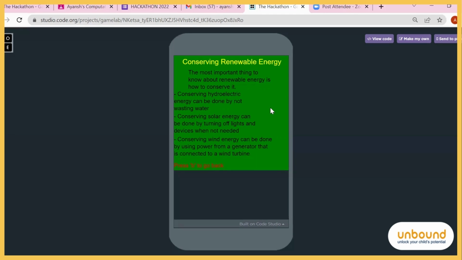Conserving hydroelectric energy can be done by not wasting water. Conserving solar energy can be done by turning off lights and devices when not needed. Conserving wind energy can be done by using power from a generator that is connected to a wind turbine.